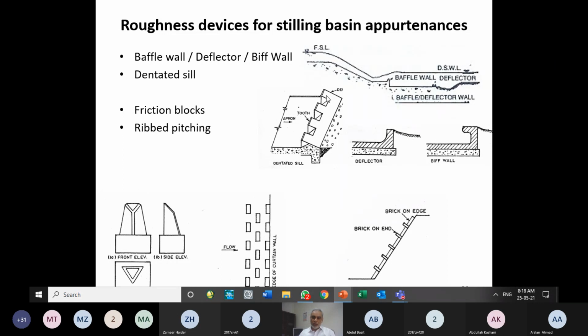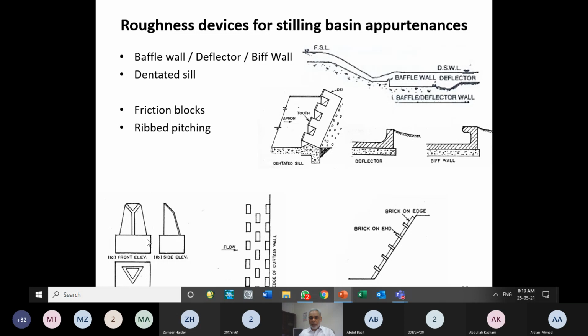In addition to these obstructions, sometimes we use only bed roughness devices, or we provide some obstruction at the bed. If we see the plan view, this is the plan of the bed of the canal. So we provide a block over here, block over here, block over here. This block can be of rectangular shape. You are seeing simply the plan view. If you see it in the cross-sectional or elevation view, you will see a figure like this.